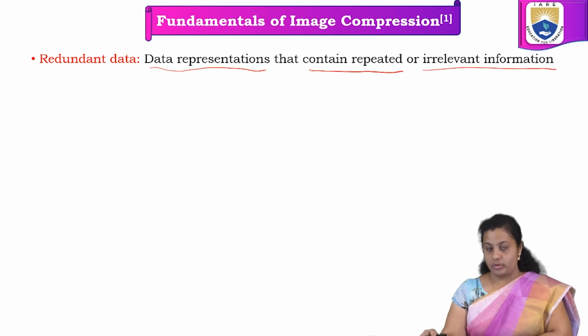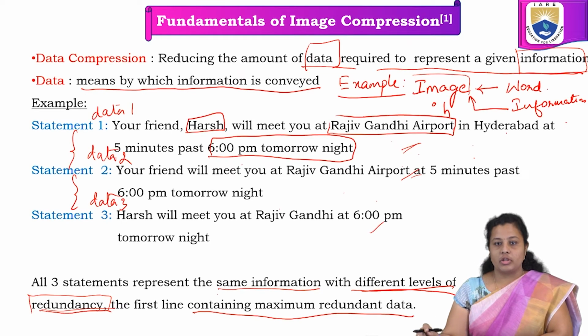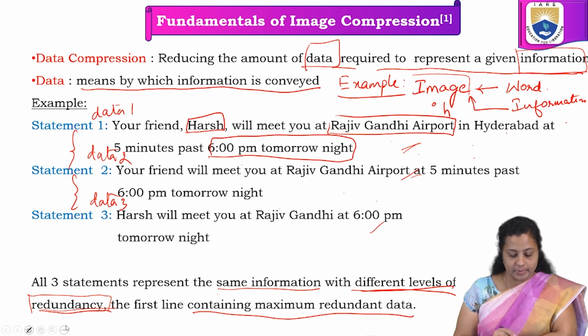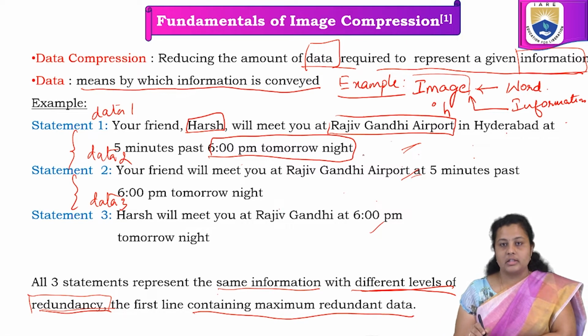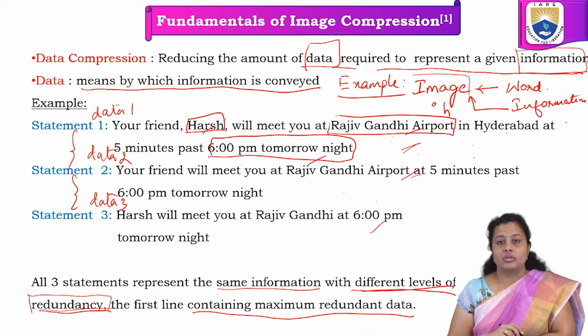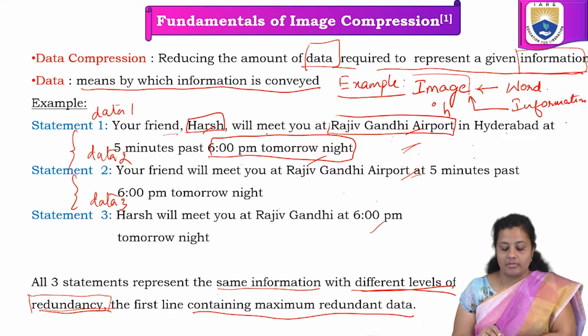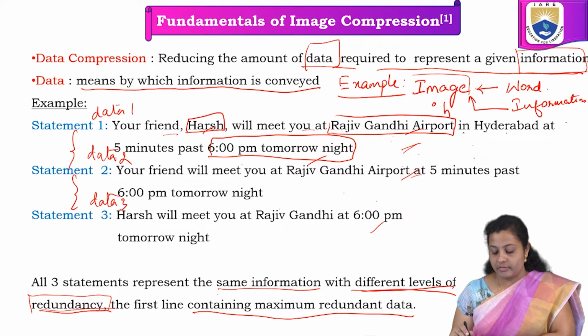So let's go back to our previous example. Let's check these three statements. We observe that the actual information is Harsha meeting tomorrow night at Rajiv Gandhi Airport. The irrelevant information is that your friend will meet you, with the airport being at Hyderabad, so all this can be called irrelevant data.